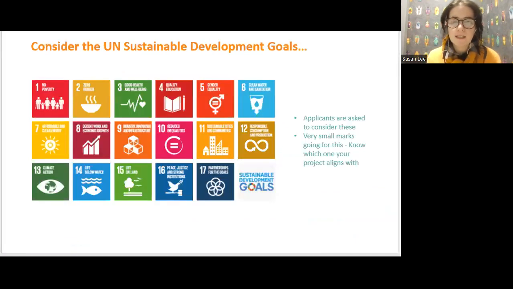And I just want to mention as well the UN SDGs. Many grant programs want participants to know how their projects align with the UN SDGs. The SDGs, the Sustainable Development Goals, are a blueprint, a call to action for all countries, both developed and developing, to address global challenges. It's 17 goals under people, planet and profit. Applicants for this program are just asked to consider these. So there are a few small marks going for this. Just simply know which one your project is aligning with. Now you can go much deeper, and that's great. Goals can be a great way to look at projects.